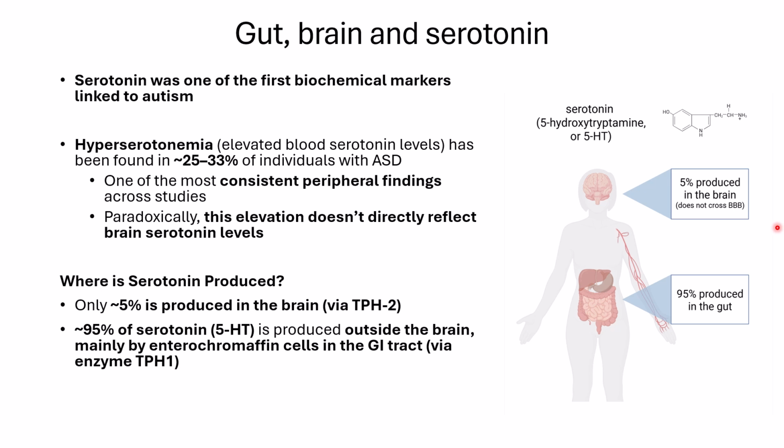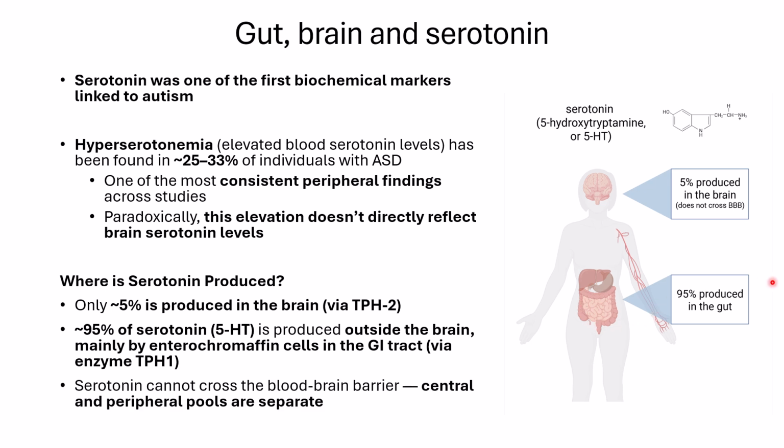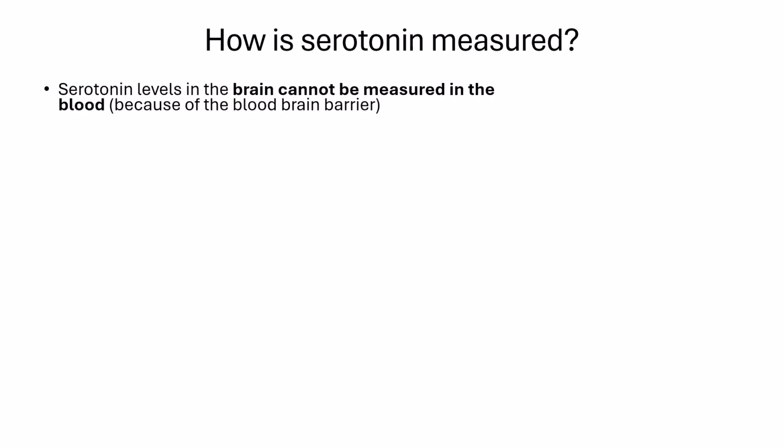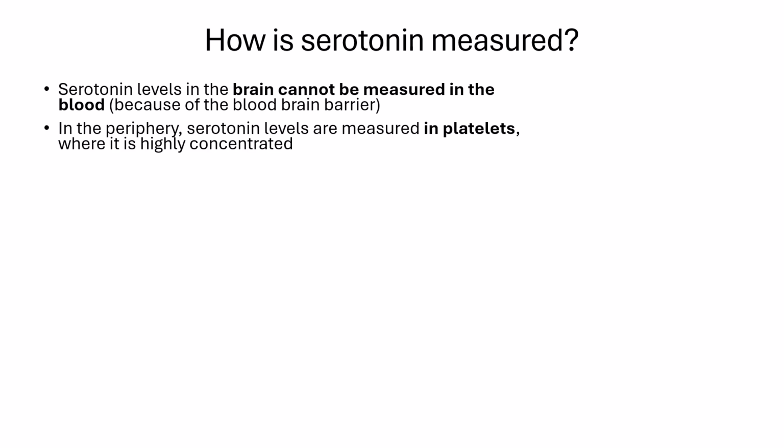An interesting thing about the brain serotonin is it does not cross the blood-brain barrier. So whatever we measure in the blood is actually what is produced in the gut. So central and peripheral pools are actually separate. Interesting. How do we measure it? Well, serotonin levels in the brain cannot be measured in the blood because of the blood-brain barrier, because these are separate pools. And in the periphery, serotonin levels are actually measured in platelets, where it is highly concentrated.